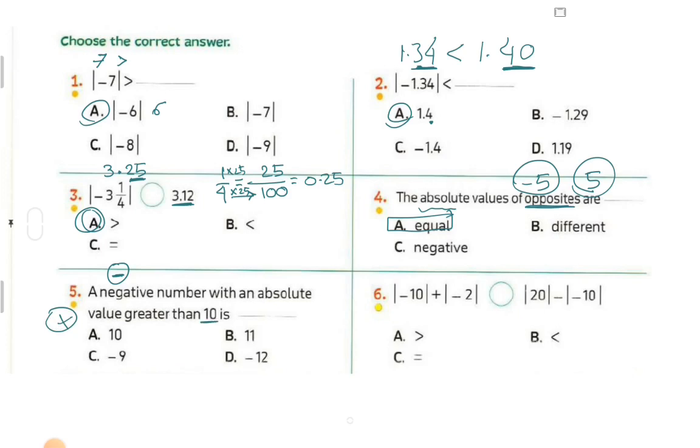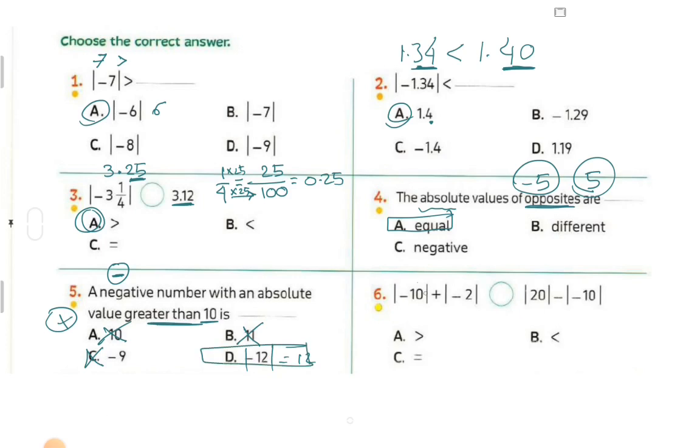Which negative number with absolute value will be greater than 10? This is positive and here positive. Now we have negative 9 and negative 12. Negative 9 with absolute value will be 9. 9 greater than 10? No. But negative 12 with absolute value will be 12, and 12 is greater than 10. So it's the correct answer.